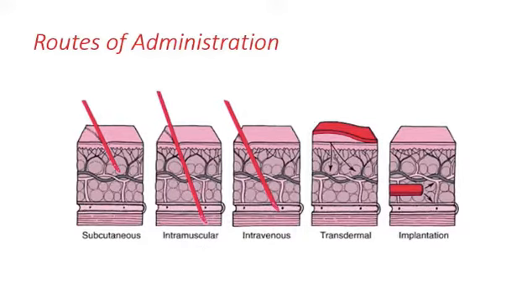So these are just examples of the different routes of administration, going from subcutaneous, just under the skin, to intramuscular, to intravenous. This is the vein, sort of right along here. This is your muscle. And transdermal, or the patch, is on top. And then implantation is kind of underneath the skin also, but in a form where the drug is released very, very slowly into the vasculature.